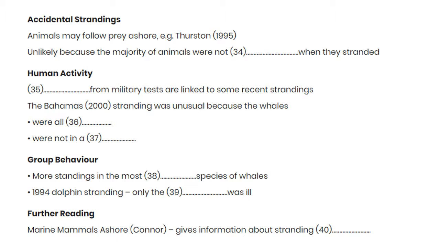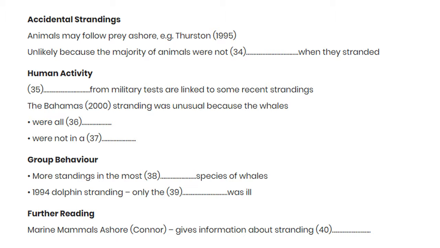A final theory is related to group behaviour and suggests that sea mammals cannot distinguish between sick and healthy leaders and will follow sick leaders, even to an inevitable death. This is a particularly interesting theory, since the whales that are thought to be most social, the toothed whales, are the group that strand the most frequently. The theory is also supported by evidence from a dolphin stranding in 1994. Examination of the dead animals revealed that, apart from the leader, all the others had been healthy at the time of their death.